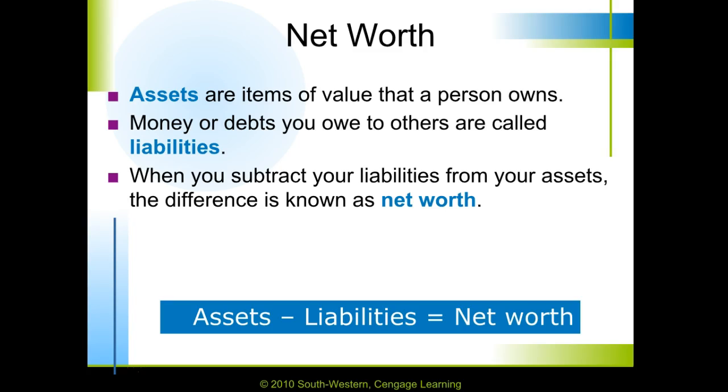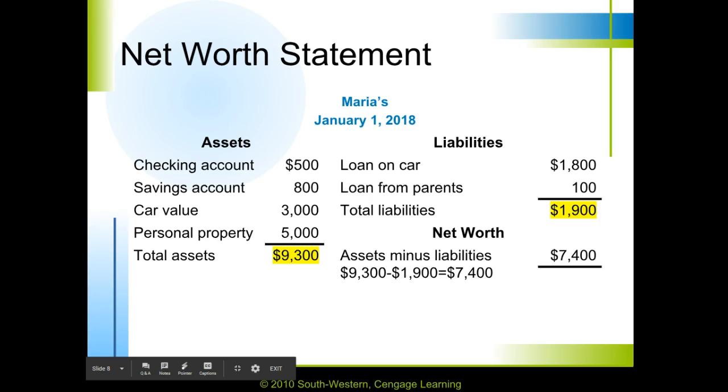I still owe money, and that's a debt. So if we go back to the previous slide, we can see Maria's net worth statement. What she owns, the money that she has that she no longer has to pay onto. She has $500 in her checking, $800 in her savings, $3,000 of the value of her car if she sold it right now, and her personal property, meaning jewelry, clothing, maybe some technology that she's done paying for, would equal $5,000. So when we add up all of her assets, Maria has $9,300 worth.